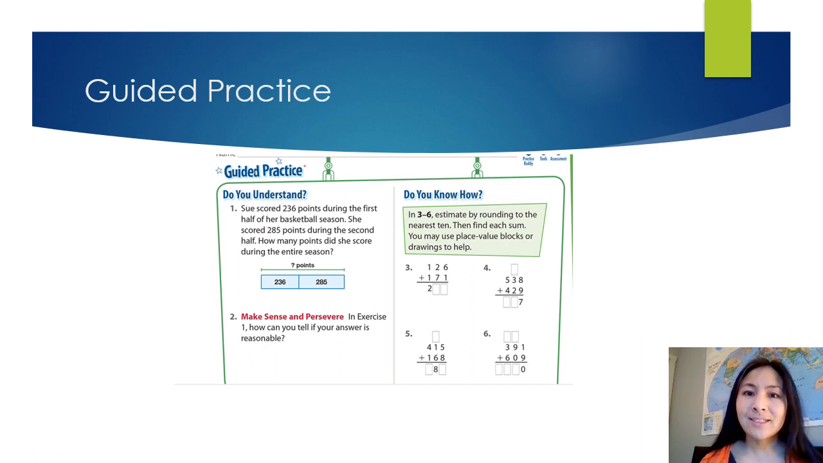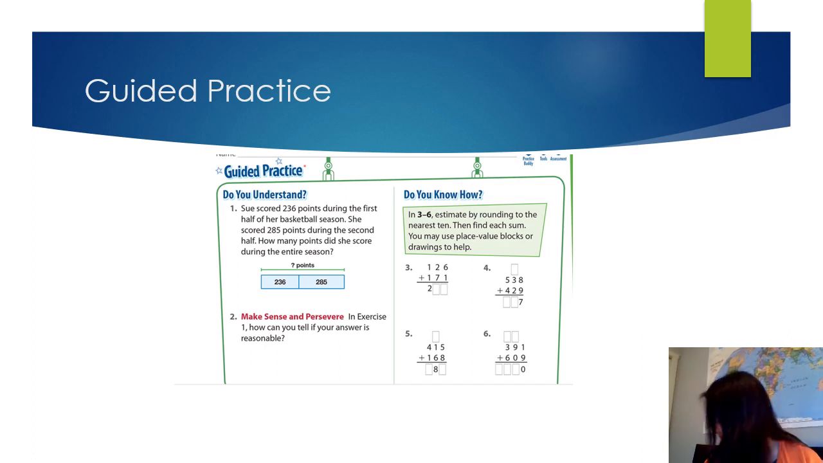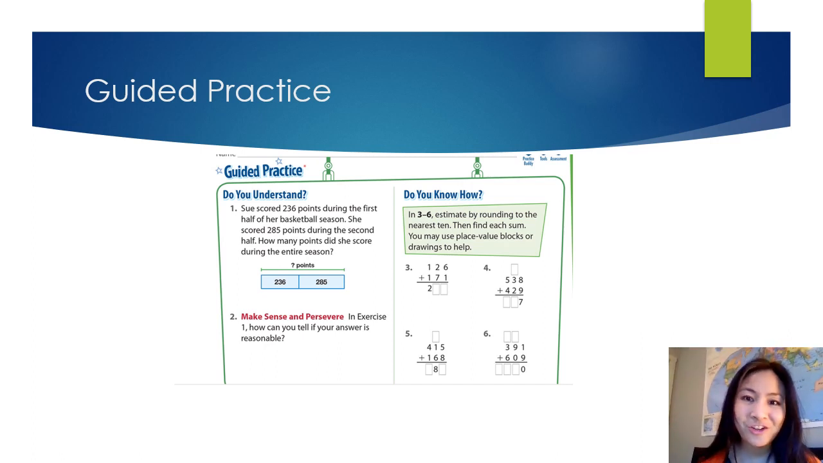This is guided practice on page 483, 9-2. So follow along. Number 1, Sue scored 236 points during the first half of her basketball season. She scored 285 points during the second half. How many points did she score during the entire season?